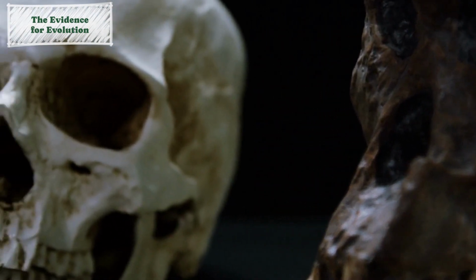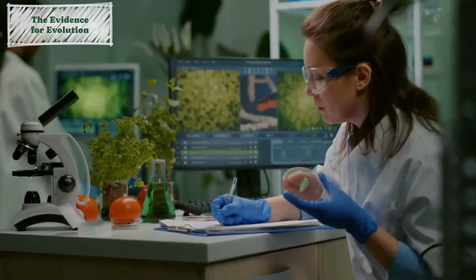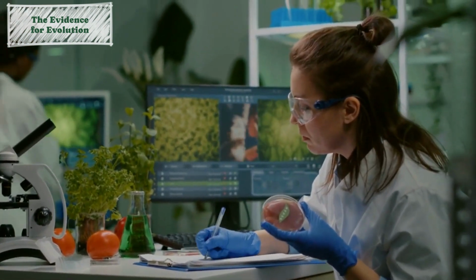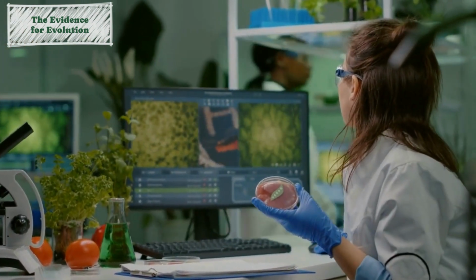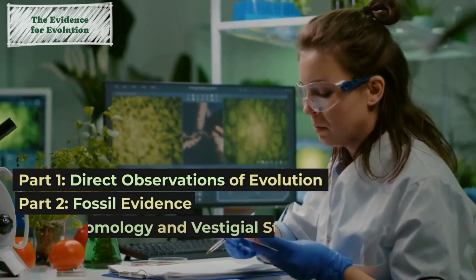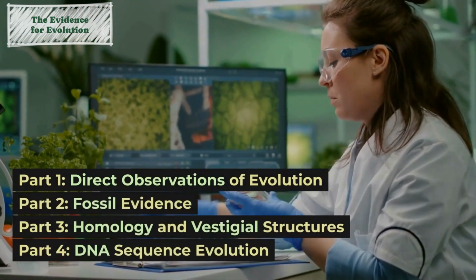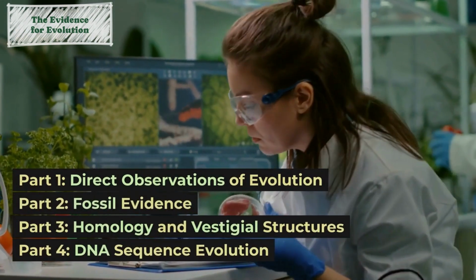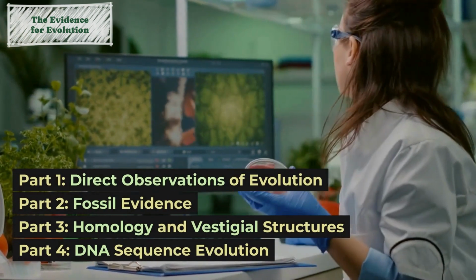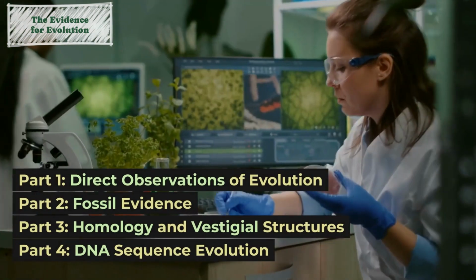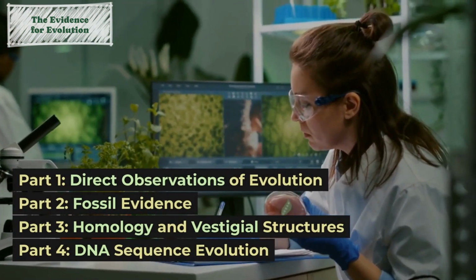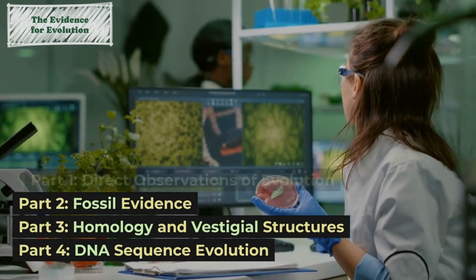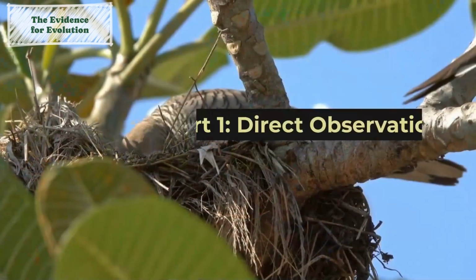By the end of this discussion, you should be equipped with a deep understanding of how direct observations, fossil records, homology and vestigial structures, and DNA evidence can provide support to substantiate the theory of evolution. Let the journey begin. Let's start by examining direct observations of evolution.